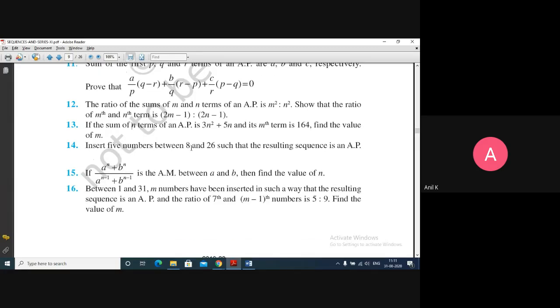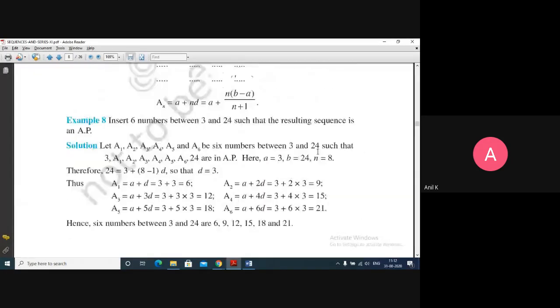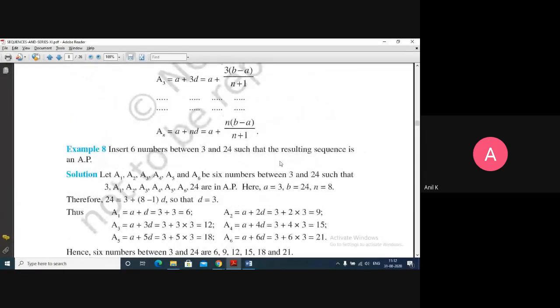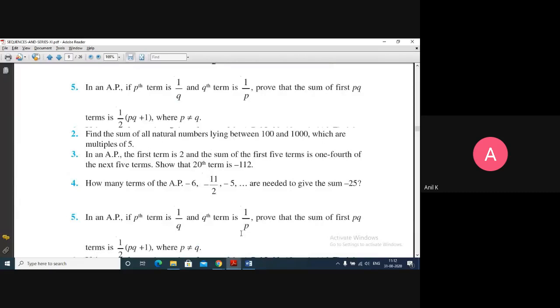14th question, insert 5 numbers between 8 and 26 such that the resulting sequence is AP. I think this also you can solve. What is the D formula we discussed? D equals to B minus A upon... I did not remember the formula. Anyone remember what is D formula? B minus A upon n plus 1.